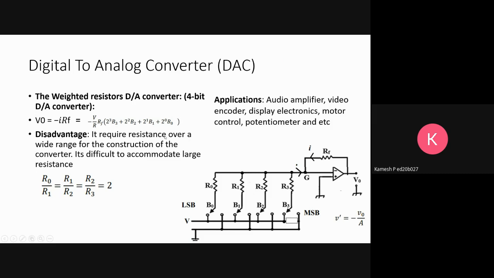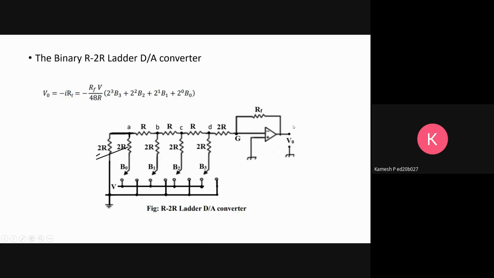Disadvantage: it requires a resistance over a wide range for the construction of the converter. The resistor values keep on increasing, and it might go to a very large value that will be difficult to accommodate in the circuit. And applications of digital to analog converters are audio amplifiers, video encoders, display electronics, motor control, potentiometer, etc.